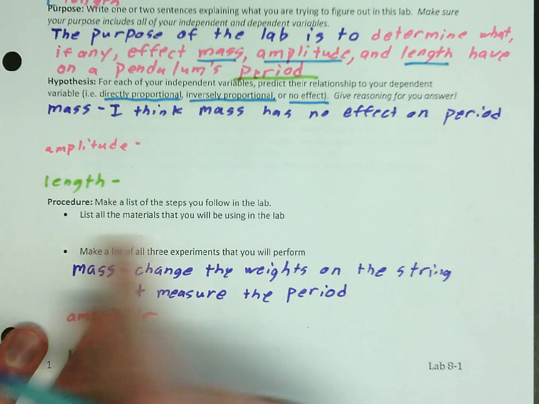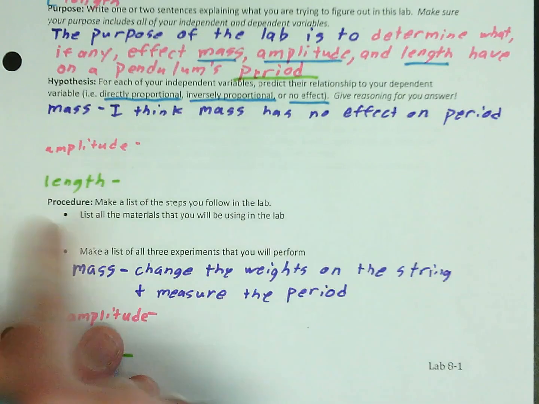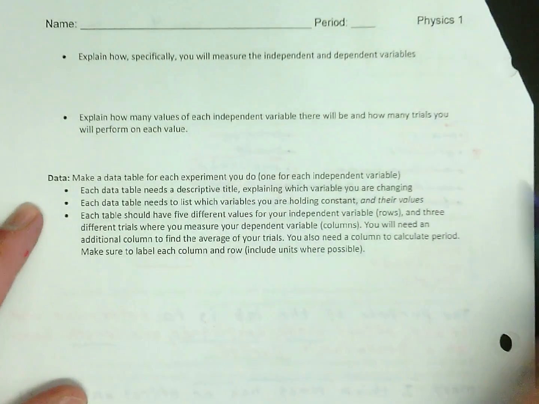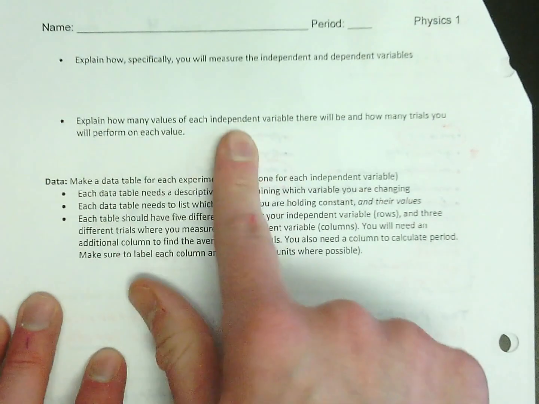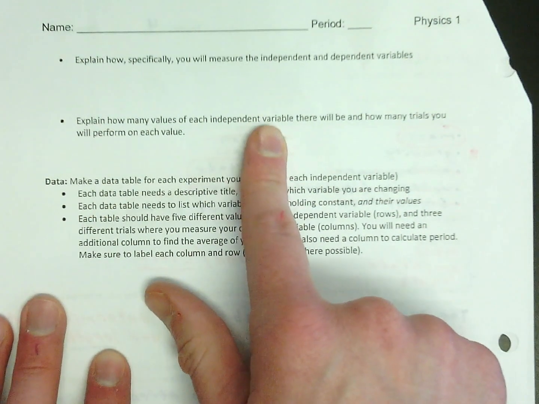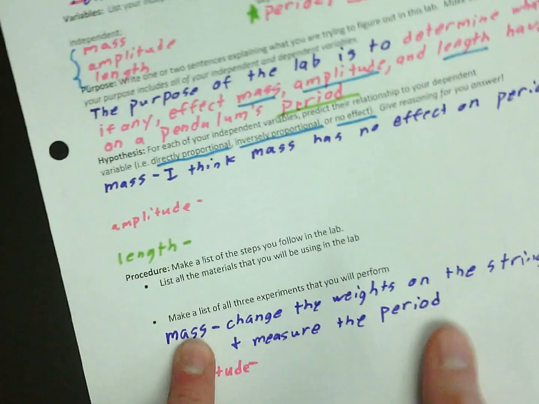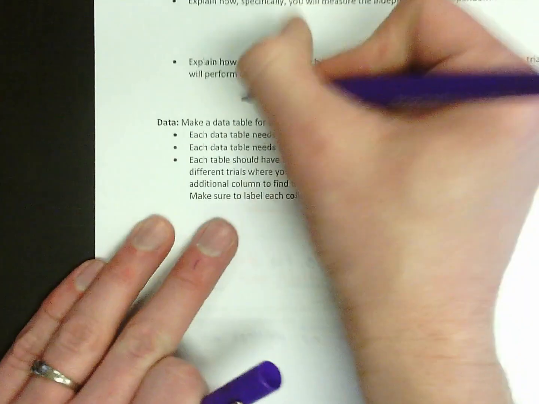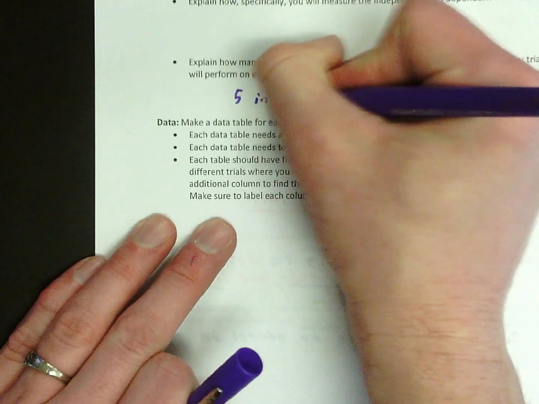All right, now that you've got this listed, you got your materials listed, you got what experiments you're doing. You're going to go to the back page. We're going to do the second bullet point first, because this is going to be the same for all of them. I want to know how many values are you going to use for your independent variable. So how many different masses are you going to do? How many different amplitudes? How many different lengths? That's going to be for all of these. You're going to do 5 independent variables.